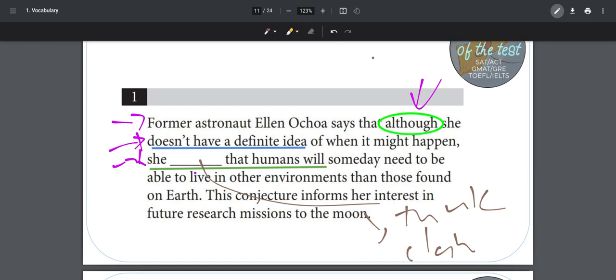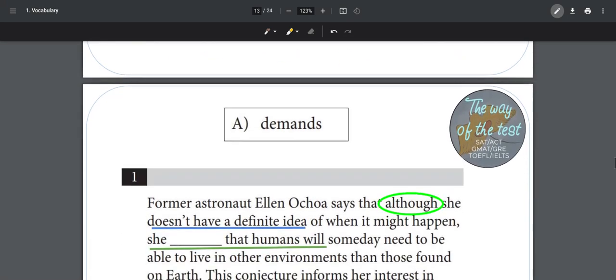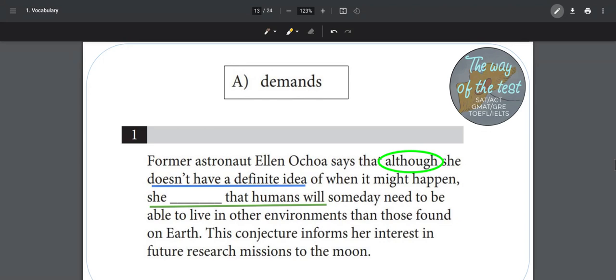Okay, if you already have the prediction, and if you already know that your prediction is correct, that's good. We're still going to follow the process. We're going to analyze the alternatives. So we're going to start with demand, right? You say former, I'm going to put demand here. So demand means to ask for something from a source of either power or entitlement.